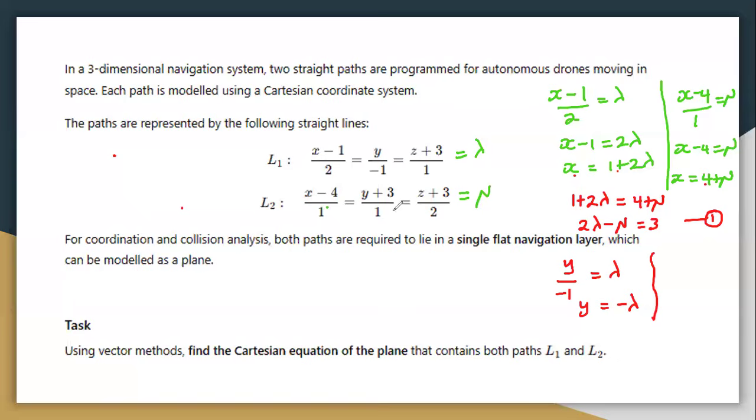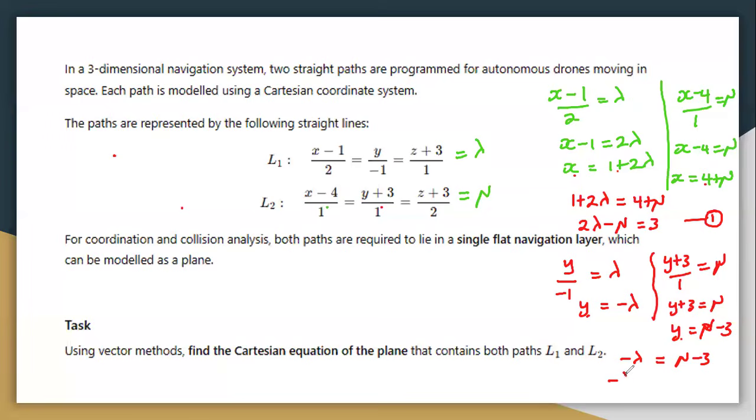Then come to the second one. Still the y component. Y plus 3 out of 1 is equal to mu. Then come here and say this is y plus 3 is equal to mu. When you cross multiply, then you'll have y is equal to mu minus 3. So since these y's are the same, equate them. That means negative lambda is equal to mu minus 3.